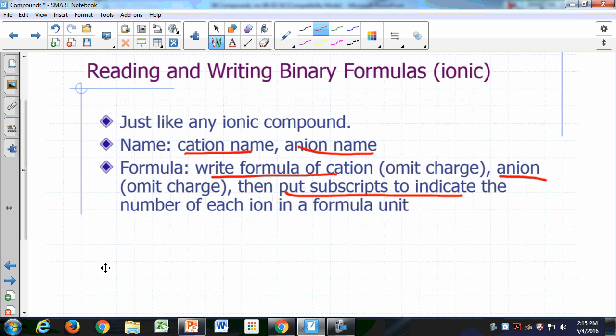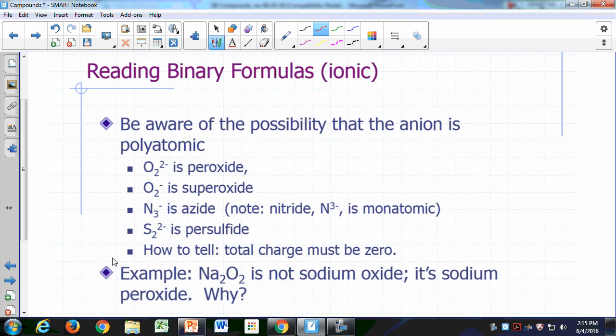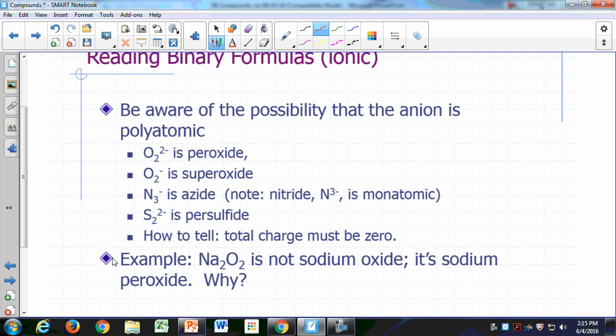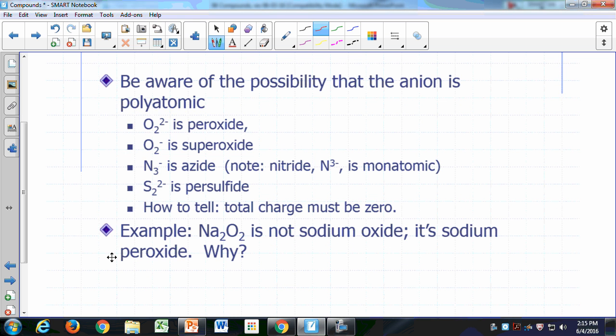So let's focus a little bit more on molecular binary compounds and see how we can read and write formulas for those. Oh, not yet. There's a couple of things you need to be alert to when you're dealing with binary ionic compounds. You need to be aware of the possibility that the anion is in fact polyatomic. For example, O2 with a -2 charge, a diatomic ion, is called peroxide. You need to know these things.